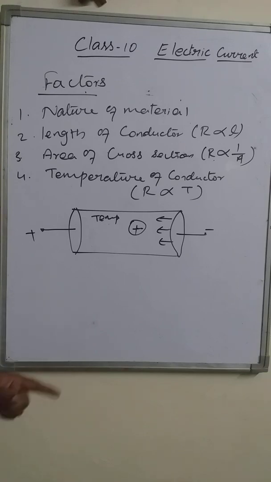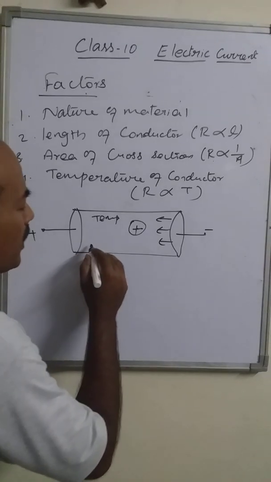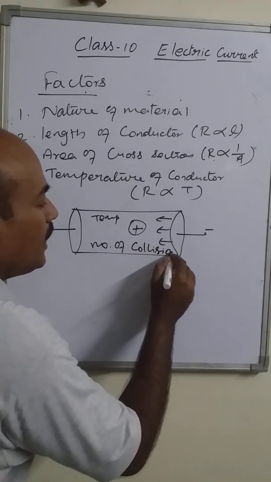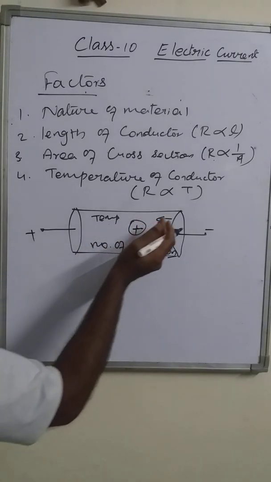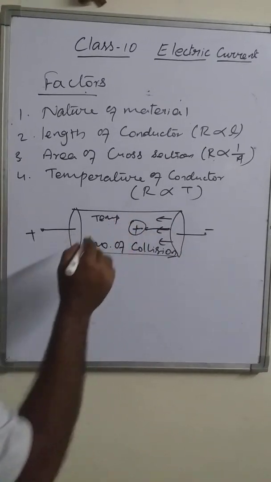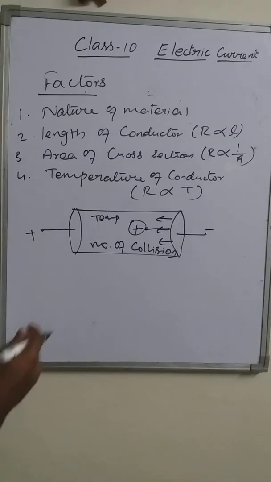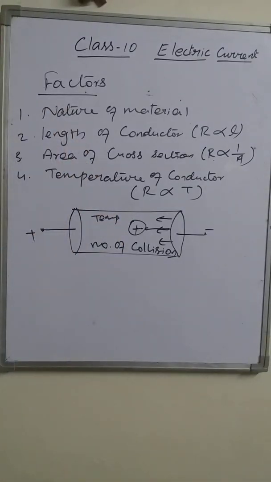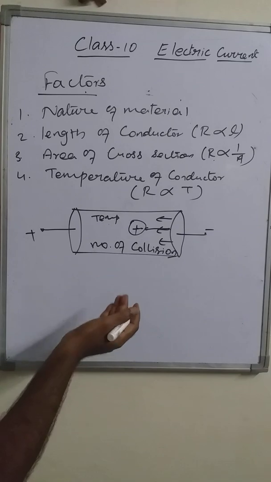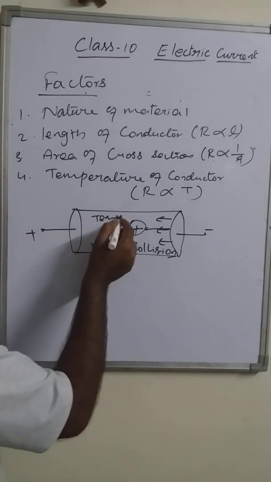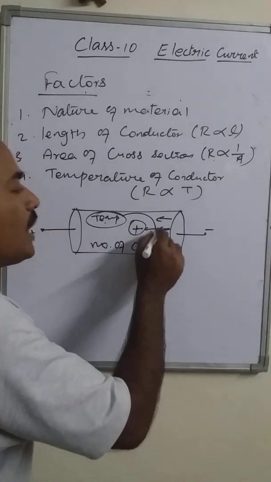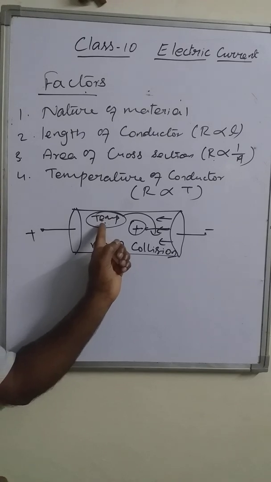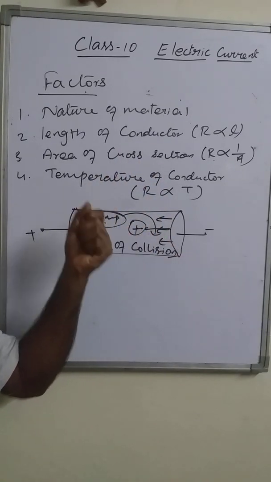When the temperature of the conductor increases, what happens? The number of collisions also increases. I said that once the electron collides with a positive ion, it comes to rest, then gains energy, further moves and collides with the next positive ion. But in this case, during the collision, some amount of heat energy is produced. That heat energy produced also helps the electron to gain its energy.